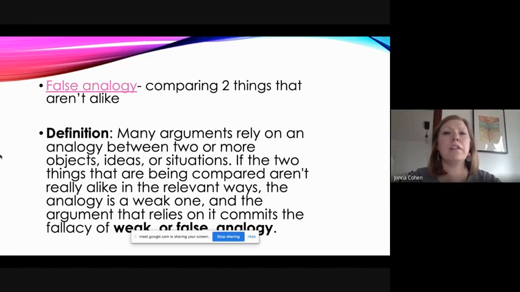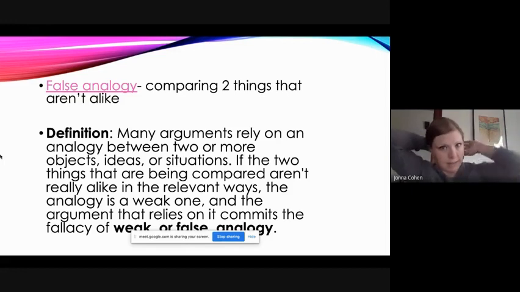Let's start with our fifth fallacy of logic. It's false analogy. As you know, an analogy is something that compares two things. So in an analogy, you'll always have two things being compared. But in a false analogy, the two things that are being compared are not alike.